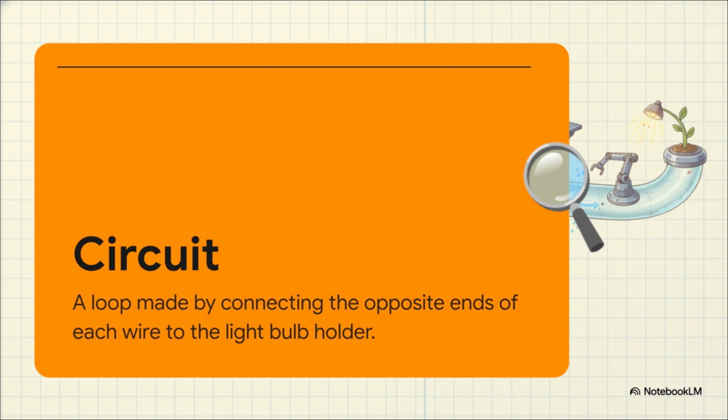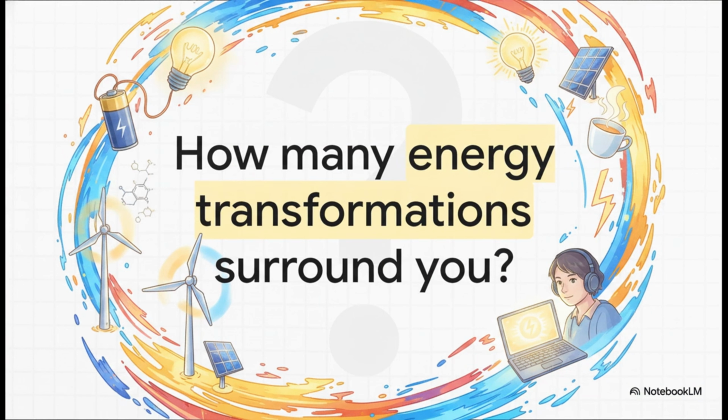Then, you connect the other ends to a light bulb, and boom, you complete a continuous loop, which we call a circuit. Instantly, the battery's chemical potential energy transforms into kinetic electrical energy. It drives those negatively charged particles right through the copper wire. And when those moving charges hit the bulb's filament, the electrical energy transforms yet again, this time into radiating electromagnetic visible light.